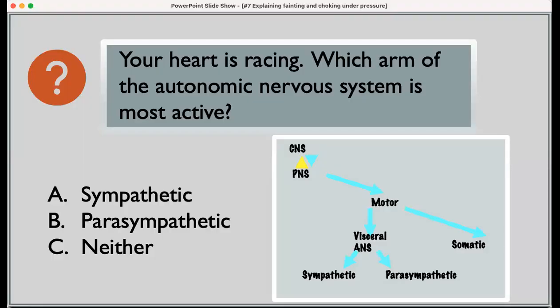Okay, so your heart is racing. First question. Your heart's racing. Which arm of the autonomic nervous system is most active? Review question. So your heart is racing, your heart's going very fast. Which arm of the autonomic nervous system is it? Is it the sympathetic or the parasympathetic? Okay, so the answer is it's the sympathetic nervous system. Heart rate's going fast, fight or flight.